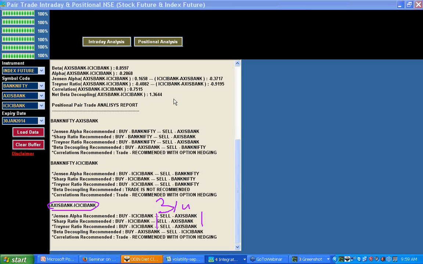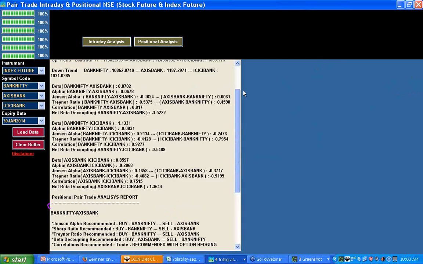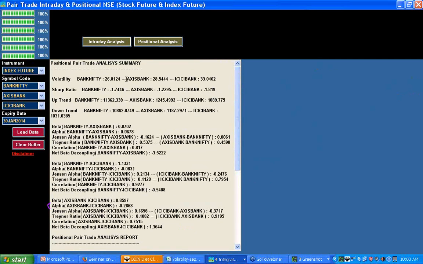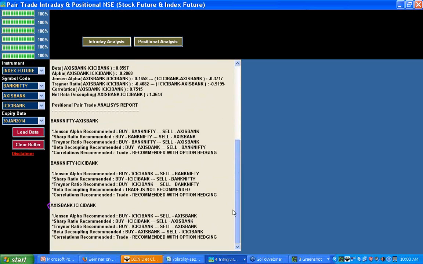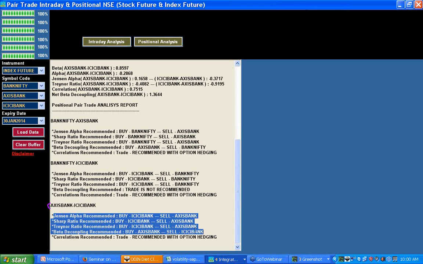Here Mr. Shah is asking who is independent and who is dependent. In fact, it is the stock which has the higher volatility. Volatility of ICICI is 33, Axis is 28. So definitely ICICI will be independent. So beta decoupling has told you this kind of thing. However, if you wish to take it for positional, then this trade will not favor you. So you need to exit from this trade only on an intraday basis. You cannot keep this trade on a positional basis.